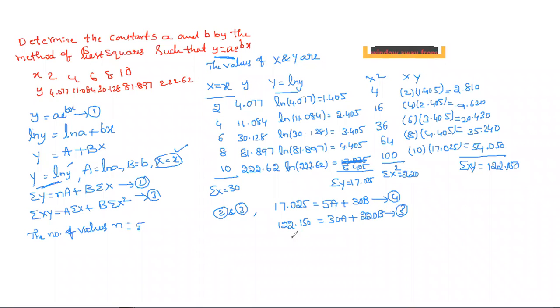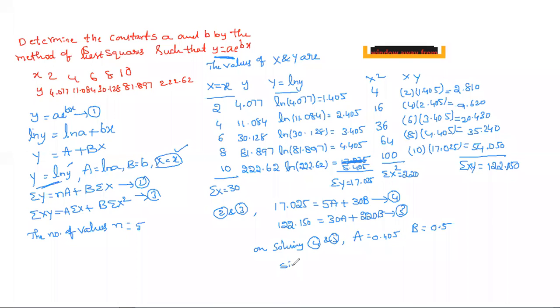Solving 4 and 5, like how we solve for a straight line, you need to solve in the same way. By solving 4 and 5, we get the values of capital A and capital B. So by solving that you will get A is equal to 0.405 and B is equal to 0.5. But what we require? Small a and small b.